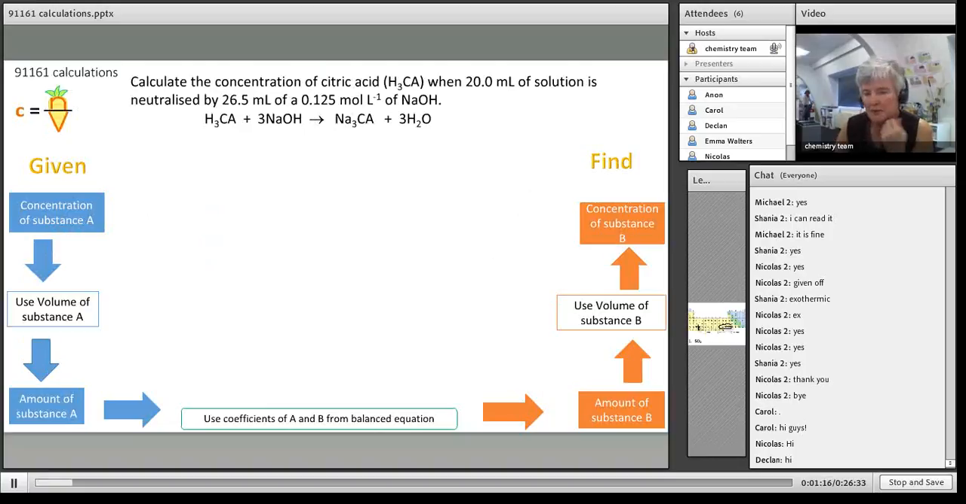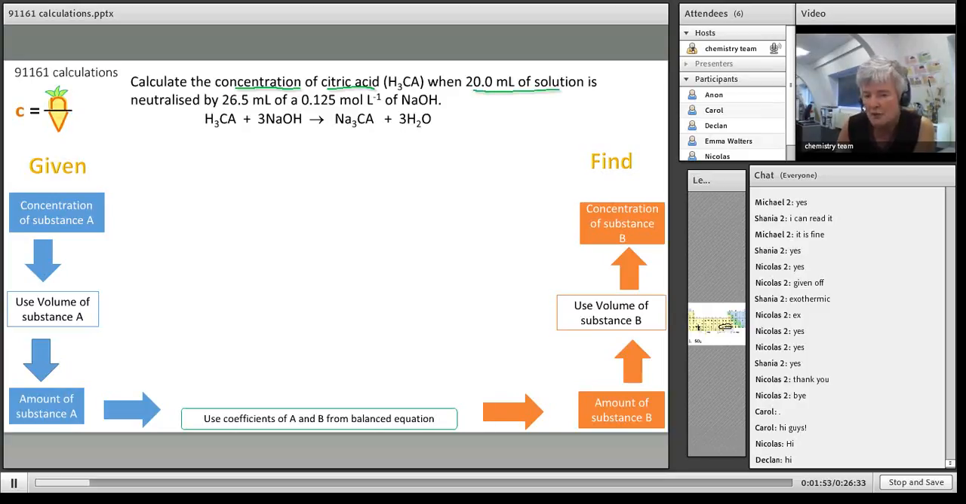So here's an example. You are titrating citric acid against sodium hydroxide, and as I say, always look in the question to see what substances you're dealing with, and what relates to that substance. So in green, I'm going to put the citric acid. Now we need to calculate the concentration of citric acid. So this is our substance B, the one we don't know the concentration of. But we do know the volume, and there is the volume.